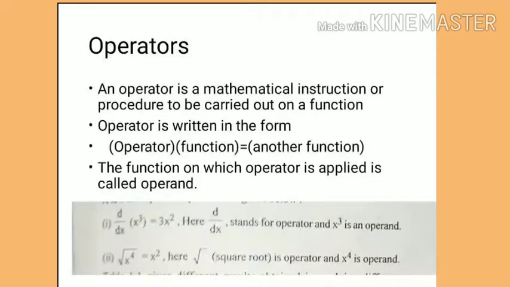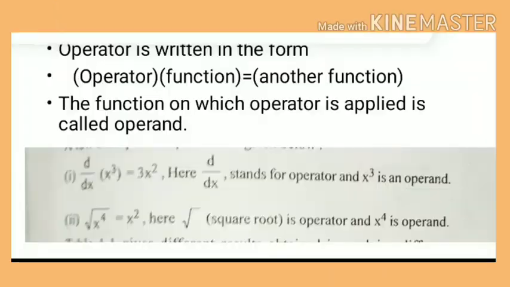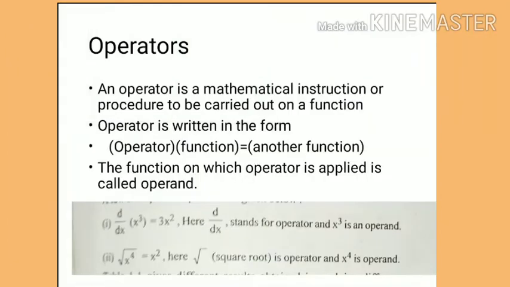First of all, what is an operator? An operator is a mathematical instruction or procedure to be carried out on a function. So we can say that it is a symbol for mathematical operations. An operator is written in the form: first we write the operator, and after that we write the function.